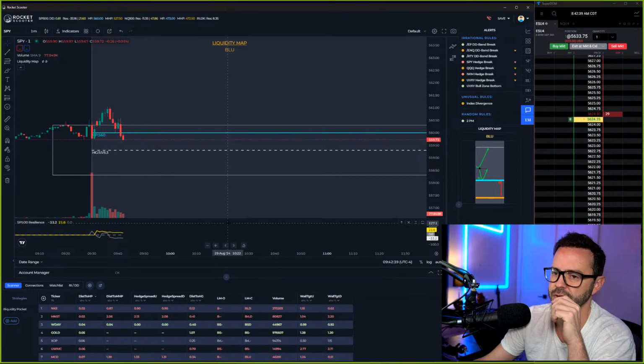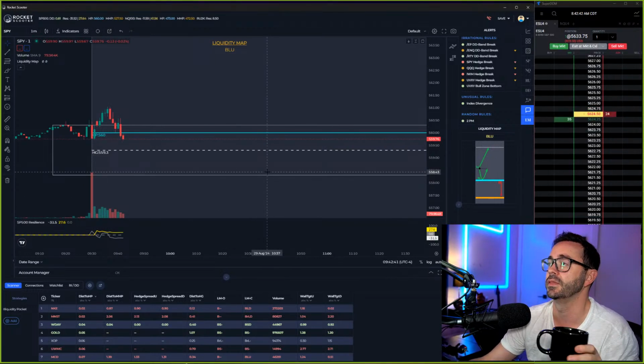Which were you thinking more of, QQQ or SPY? QQQ 100%. That's where the volatility is.